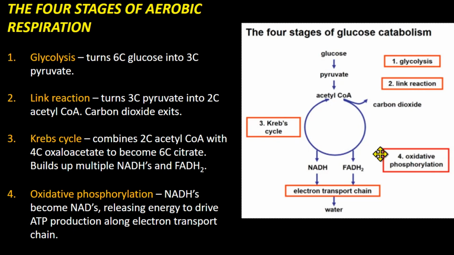Lastly, we have oxidative phosphorylation. All these NADHs that have energy and electrons and hydrogens in them, they're going to oxidize and become NADs. This is going to release energy to drive ATP production along the electron transport chain.